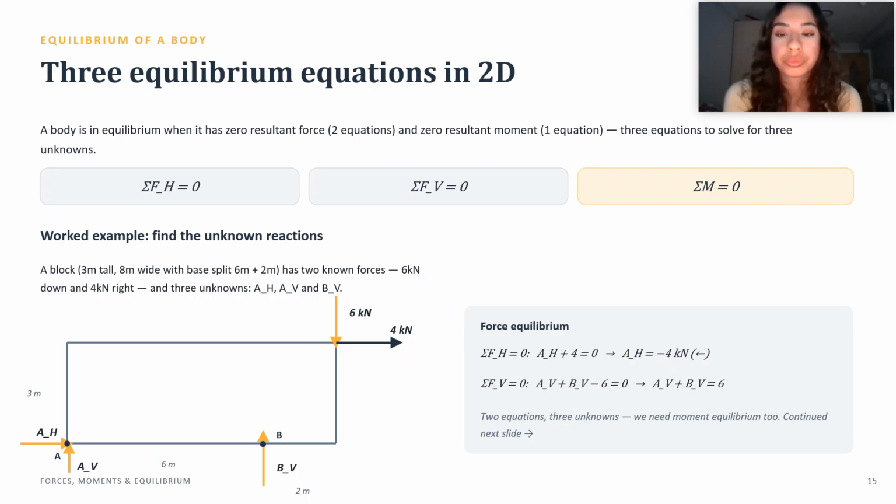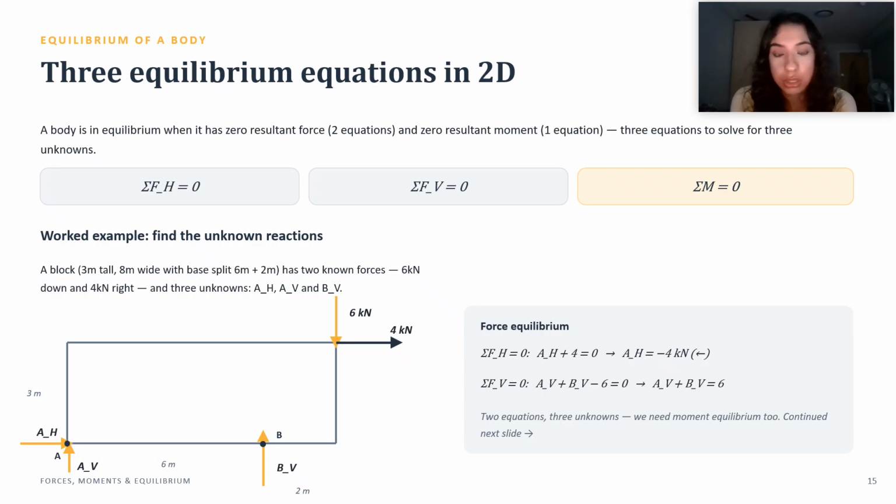Okay, now first of all, let's do the sum of the horizontal forces. So that means we have 4, okay, plus AH must equal 0. Therefore, AH must equal minus 4 kilonewtons. So actually it's 4 kilonewtons to the left. Now the vertical must equal 0. So if we have AV plus BV minus 6, okay, because 6 is downward, must equal 0. So we have AV plus BV equals 6.